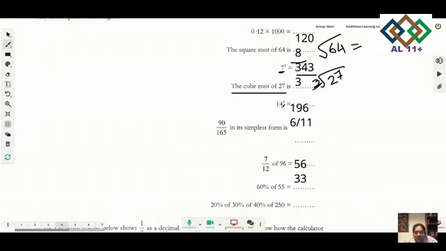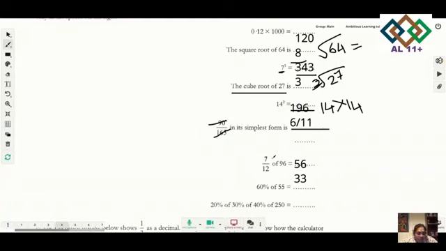Again, 14 squared. That's square. 14 squared means you're multiplying 14 by 14, that gives you 196. That's an easy one. Another one, 90 by 125. You need to simplify that. You need to think on which table you get both of them. And then I got my answer 6 by 11.